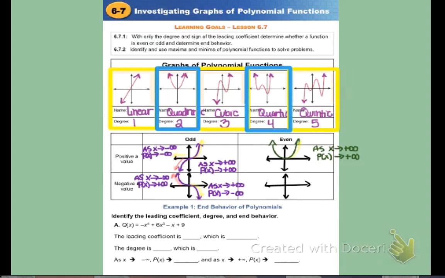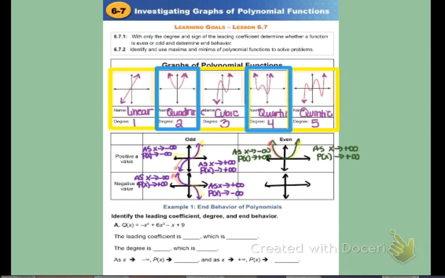And then if we went on the other side and said as x is approaching negative infinity, then p of x is approaching positive infinity. And again, this is because the graph is increasing on this side. Again, it's going up. Now, notice what I said about even functions. The ends will always be in agreement.